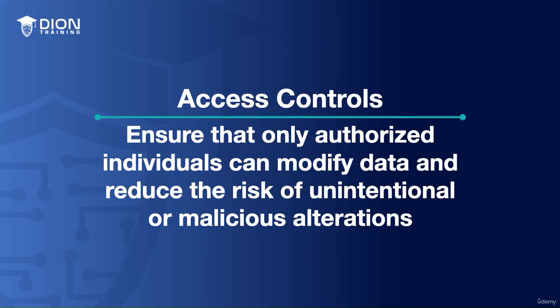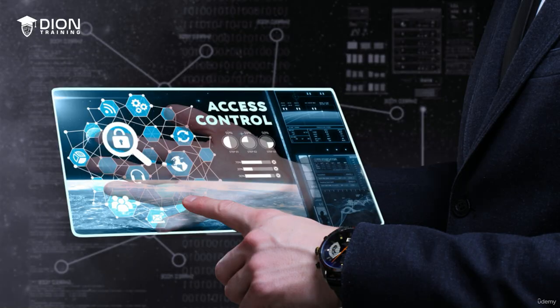Fourth, we have access controls. Now, access controls ensure that only authorized individuals can modify data, and this reduces the risk of unintentional or malicious alterations. By setting up stringent permissions, organizations can ensure that only authorized individuals have the capability to modify their data. This not only prevents outsiders from tampering with the information, but also restricts internal users to their respective roles, and therefore significantly reduces the risk of both unintentional mistakes and malicious alterations.